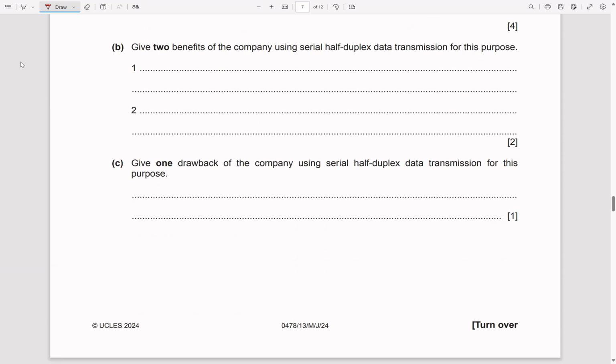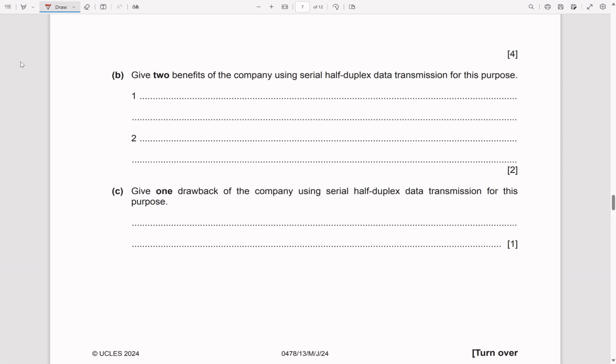Right, then we want to give 2 benefits to the company of using serial half-duplex data transmission for this purpose. So I guess with serial we can say it's reliable because there's no skew. Or, let's say reliable over long distance, because there is no skew.